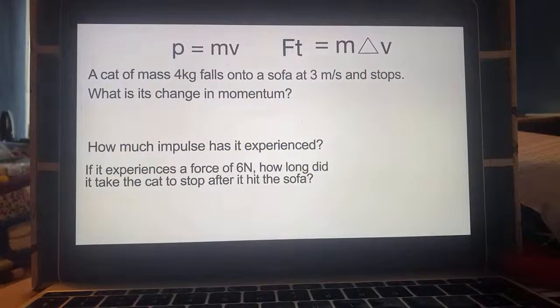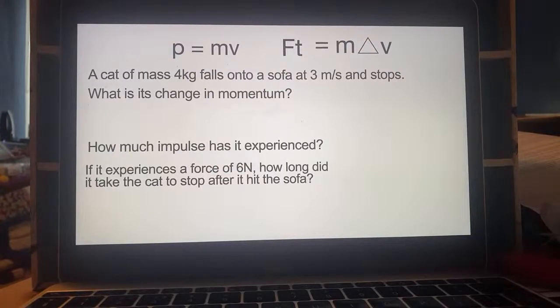So I've just given you this question as an example. I wasn't really expecting you to answer it, but it's kind of a waste of a question not to just hover it in front of you for a few seconds and give you some brain exercise. This is the sort of thing you might see in an IGCSE. A cat of mass 4 kilograms falls onto a sofa at 3 meters per second and stops. What is its change in momentum?